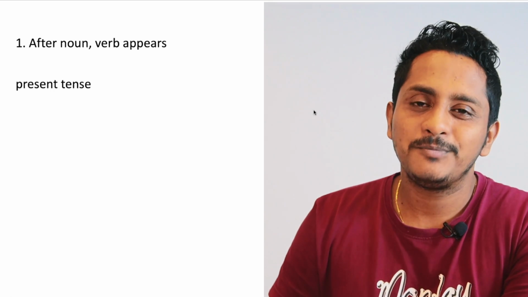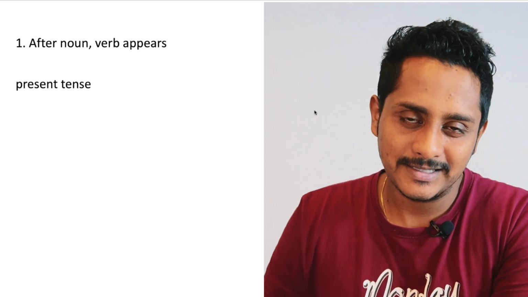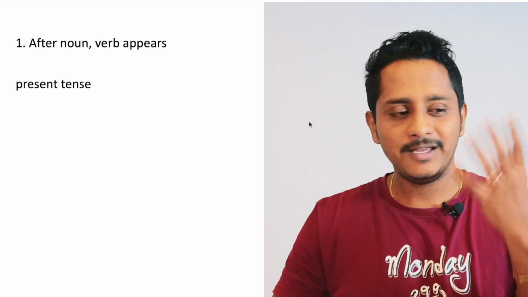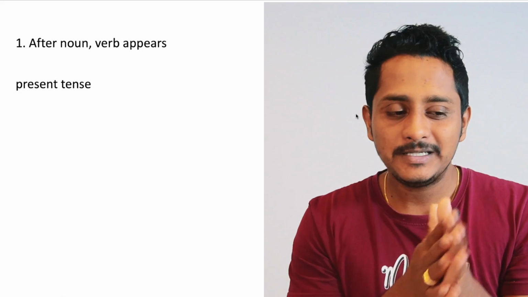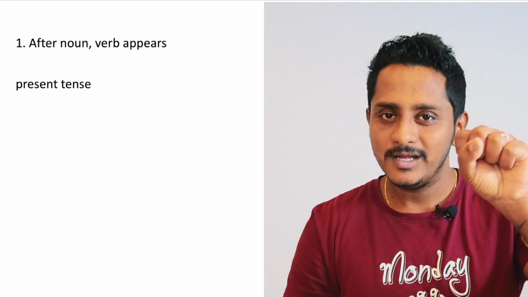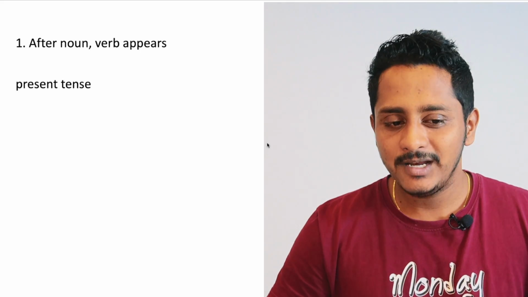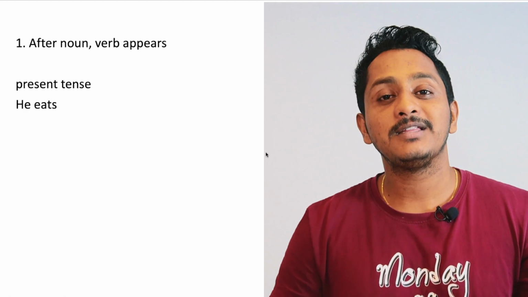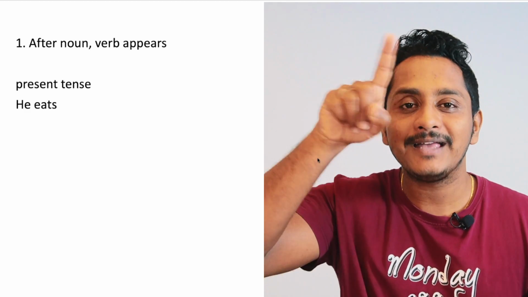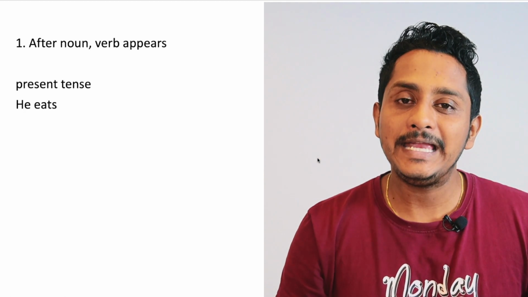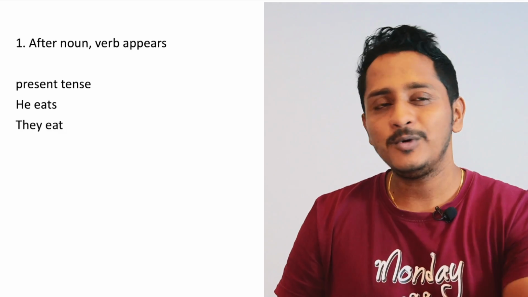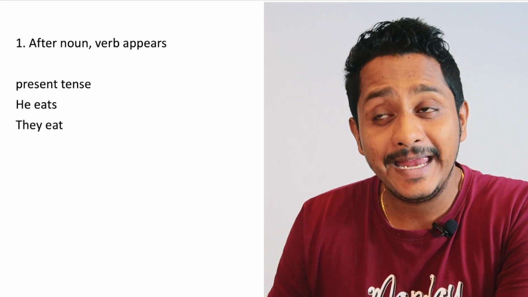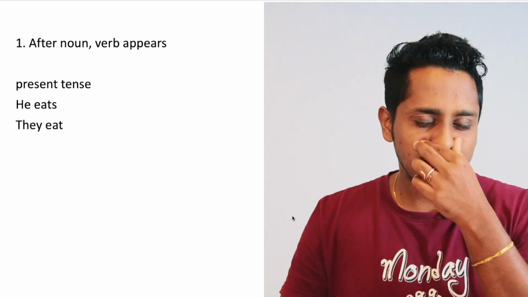So, there are two things, present tense and past tense. In the present tense, if there is a noun, and after the noun there is a dash, and if that noun is a singular noun, then the next verb will have s to it. He eat is wrong, he eats, getting it? If it is plural, it becomes they eat, not eats. So, this is the subject verb agreement.